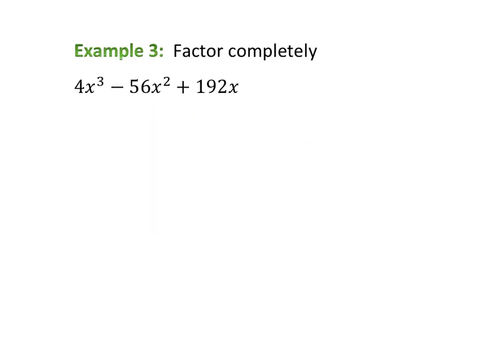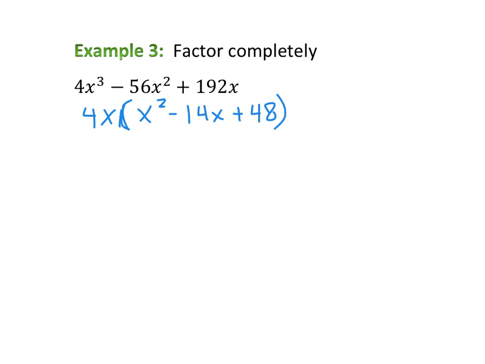Okay, for example 3, again we're going to go down through factoring. So is there a monomial? And in this case, x goes into all three terms, and actually I think 4 does as well. So I'm going to pull 4x out, and the first term will leave me with x squared, minus 56 divided by 4 is 14, so 14x, and plus 48, dividing the 192 by 4.